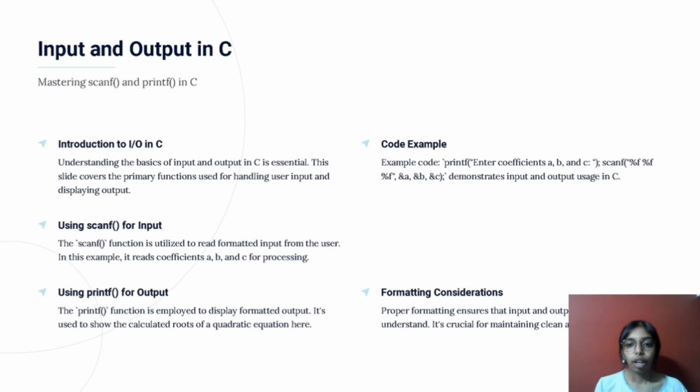Code example. Printf: Enter coefficients a, b, and c. Scanf. Demonstrates input and output usage in C. Formatting considerations. Proper formatting ensures that input and output are easy to read and understand. It's crucial for maintaining clean and efficient code.